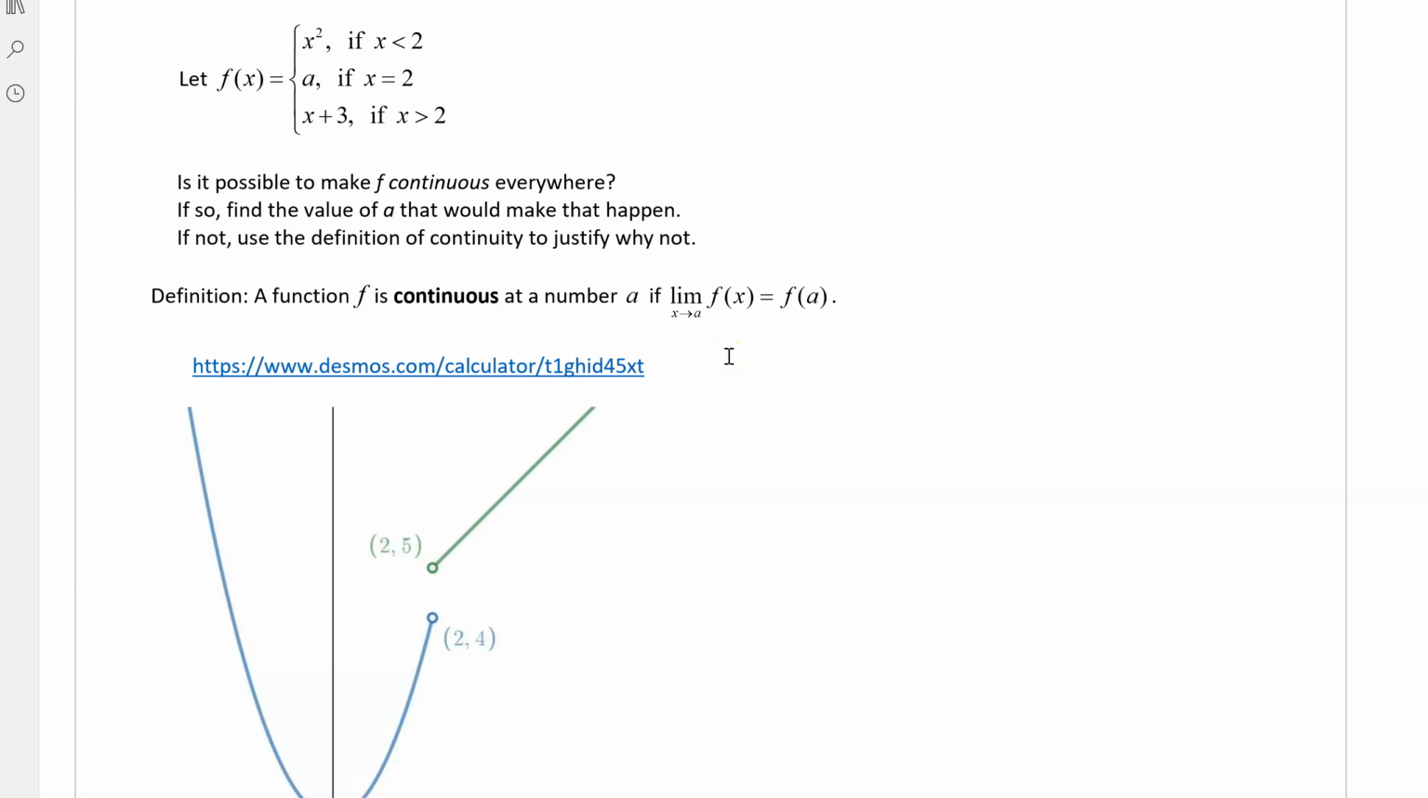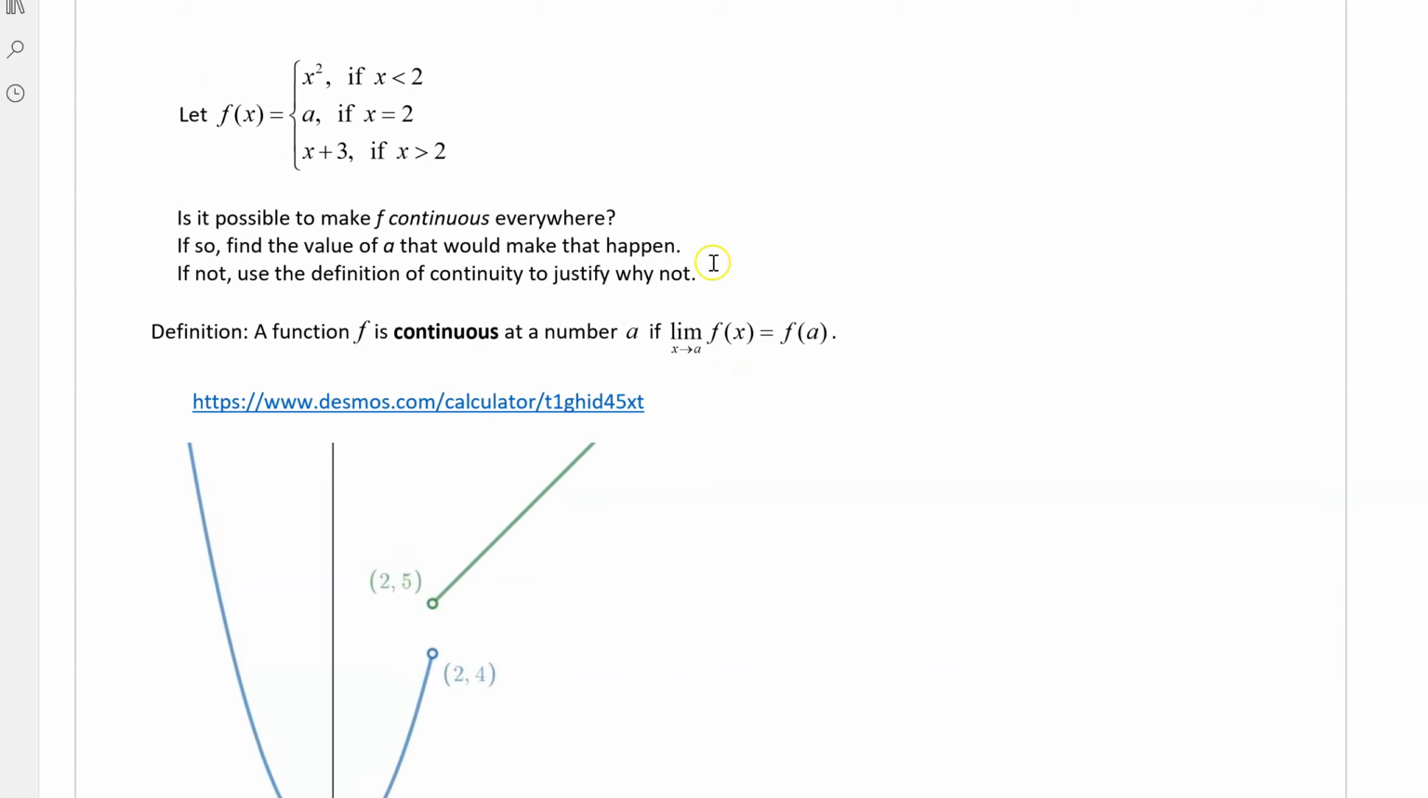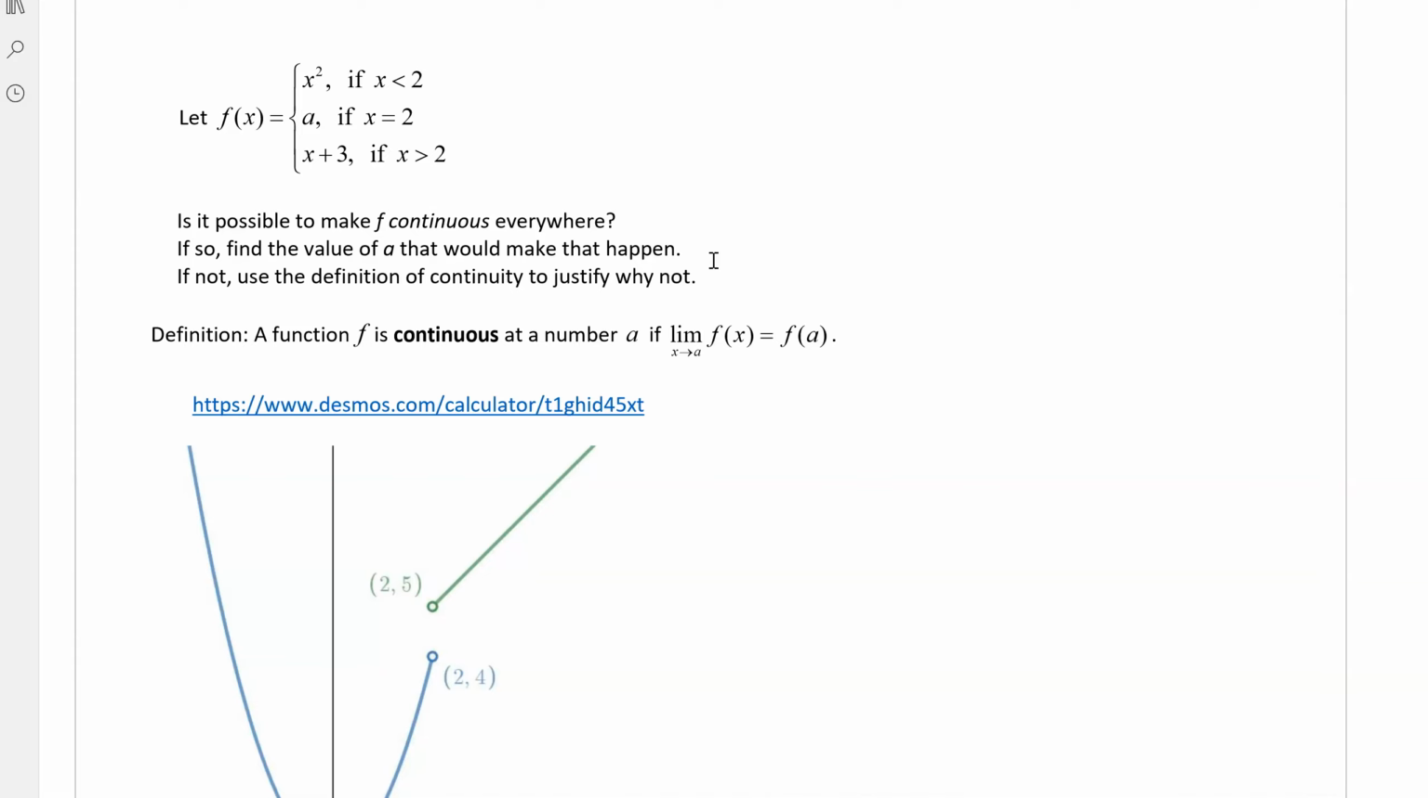All right, so one more example of discontinuity. This is to hopefully put the definition and how you can use it to prove things. So we have a piecewise function here. It's x squared for when x is less than 2, it's a for when x is equal to 2, and it's x plus 3 for x greater than 2. So the question is, is it possible to make f continuous everywhere?